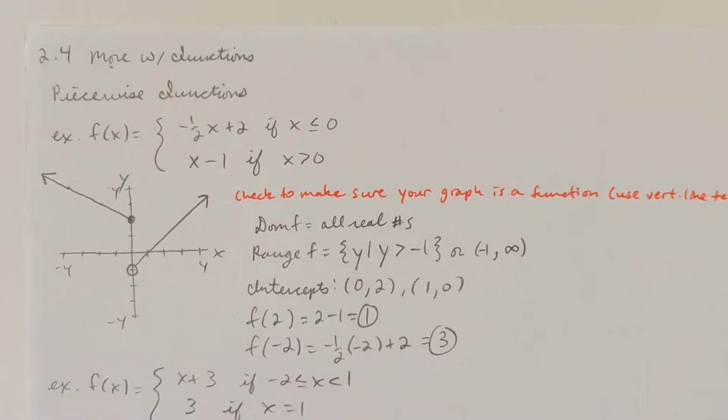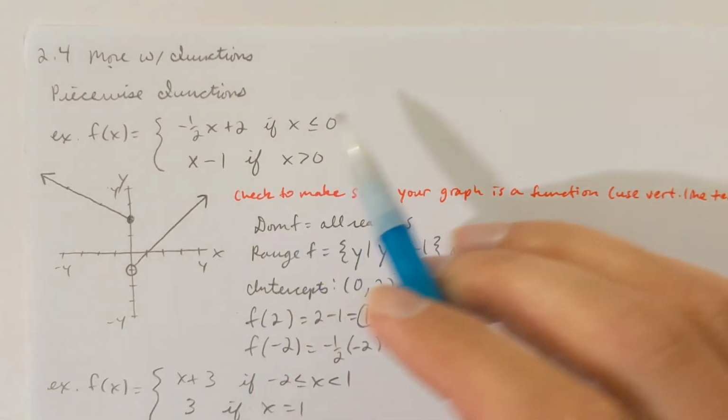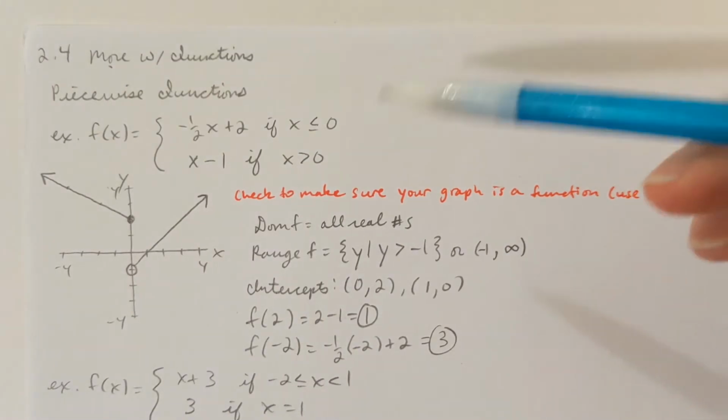Okay, section 2.4 is called More with Functions. Basically, we're going to look at two kinds of functions in this section. The first one is called a piecewise function. The second one is called a greatest integer function. When it comes to piecewise functions, you have a function, f of x or g of x, whatever, and you have some different conditions on x.